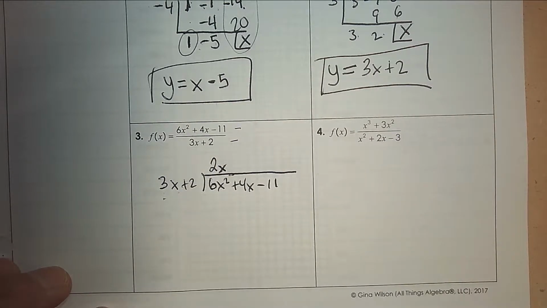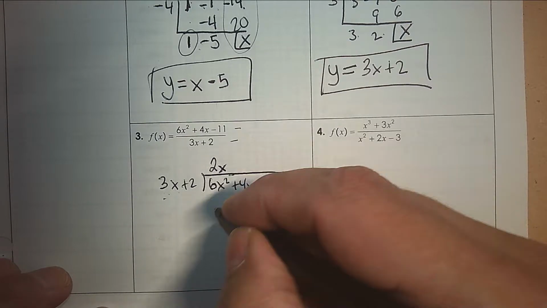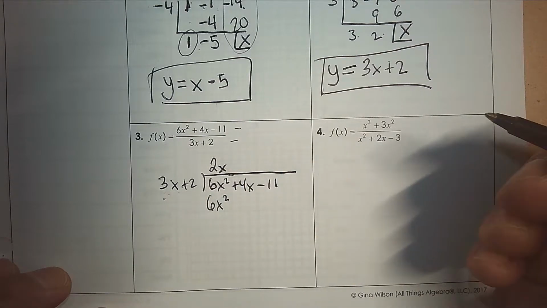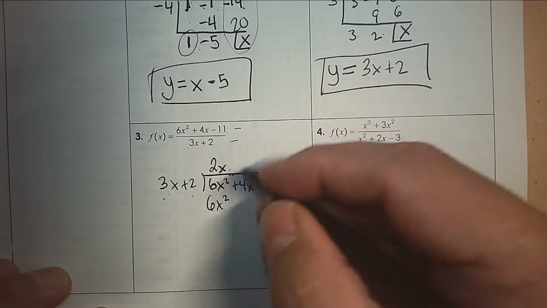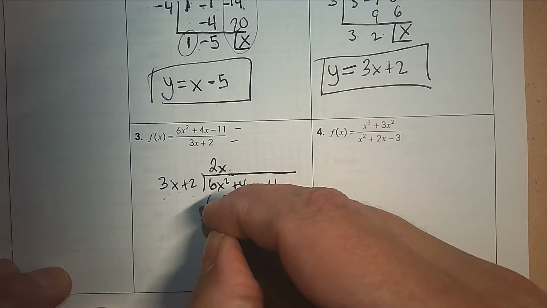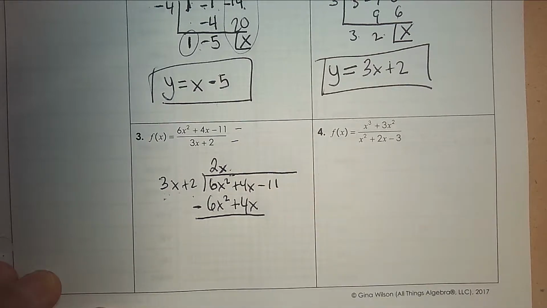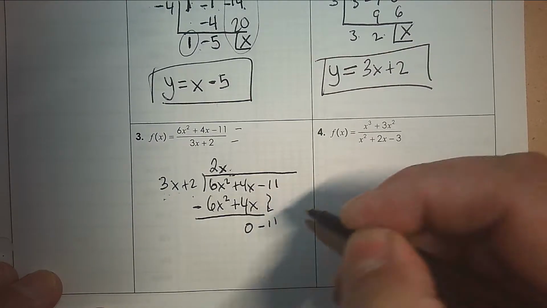What would you do next, Daniela? I will multiply 2x plus 2. Well, 2x times 3x, they have to match. And then 2x times, which is? What's the remainder? 0. Excellent. Now, the number I'm going to bring down is negative 11.